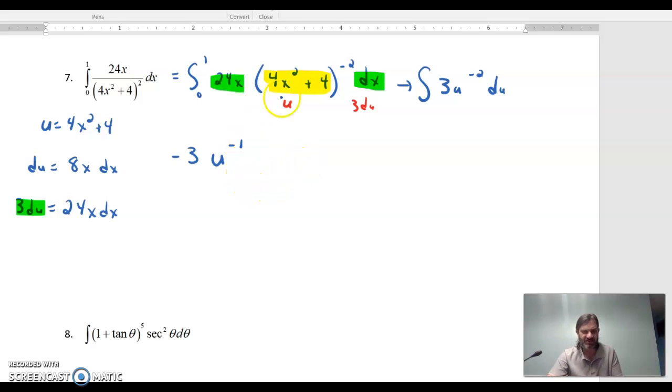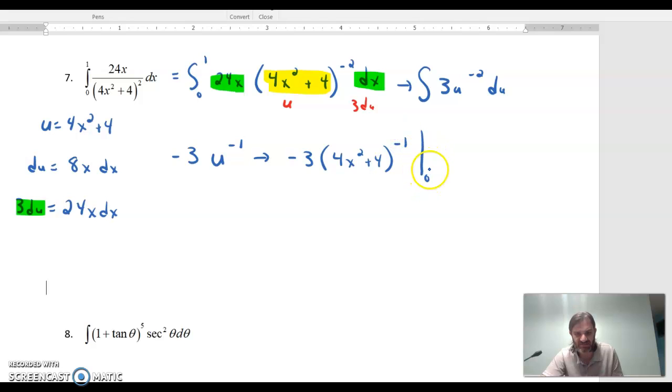And I could put a plus c on there, but I know I have endpoints, and I also need to take it back to x. So I'm going to take this back to negative 3 times 4x squared plus 4 to the negative 1, and that'll be from 0 to 1. And if you care to, which I just replaced this back, you can go ahead and rewrite that. It's not necessary, but if you say negative 3 over 4x squared plus 4 and run that from 0 to 1, that might make your life a little bit easier just in thinking.